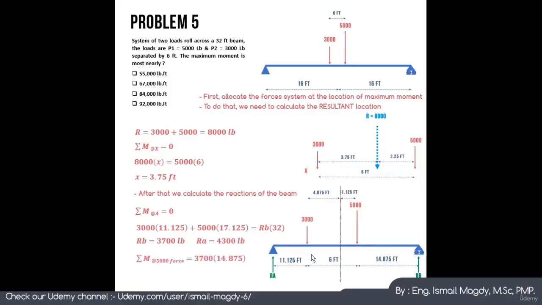We will just take sigma of the moment at this point here and under the 5,000, because we know that the maximum moment will be under the big load. So taking the sigma of the moment here, we will calculate from the right side, which means RB, which equals 3,700 multiplied by 14.875, which means that the moment is going to equal 55,000 pound-feet approximately. So this is the answer, which is the first option here.